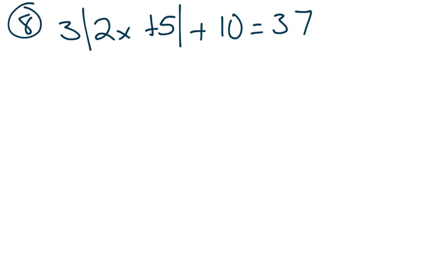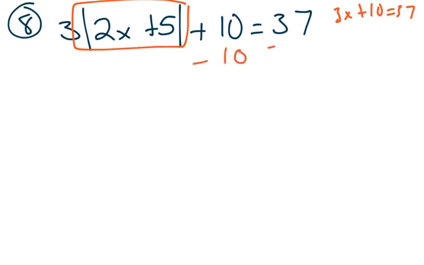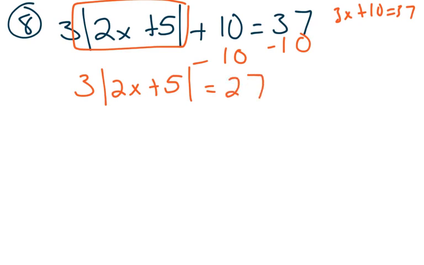Okay, so first thing we need to do, we need to get the bracket by itself. We can almost think of the absolute value bracket as a variable, like 3x plus 10 is equal to 37. So we want to get the bracket by itself. First thing we need to do is get rid of the 10. Minus 10, minus 10. So 3 times the absolute value of 2x plus 5 is equal to 37 minus 10 is 27. So the plus 10 on the end is gone.